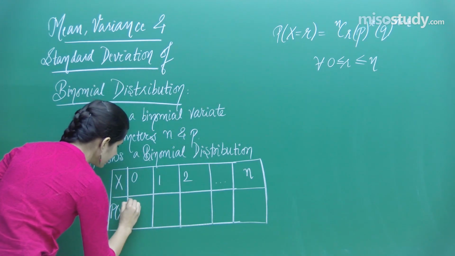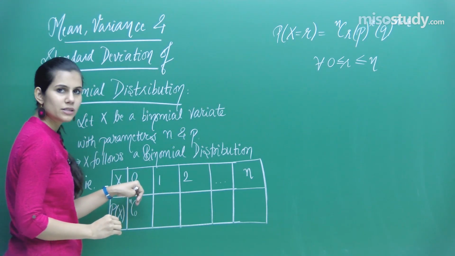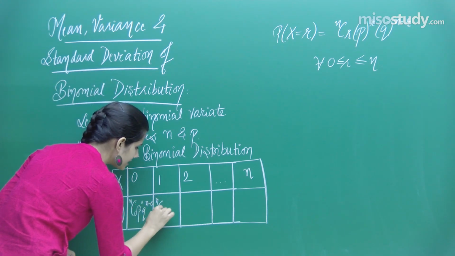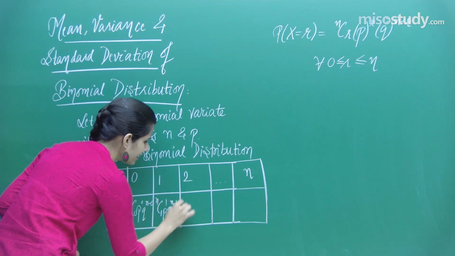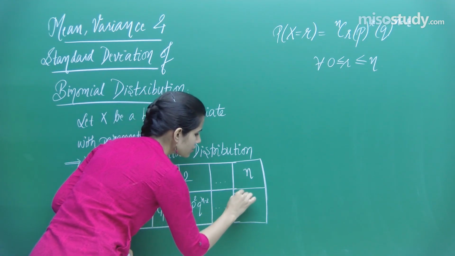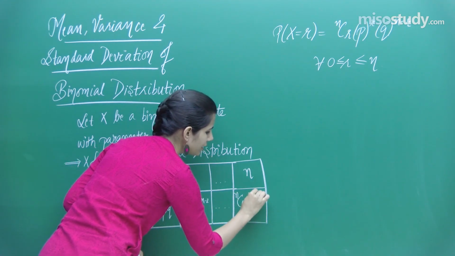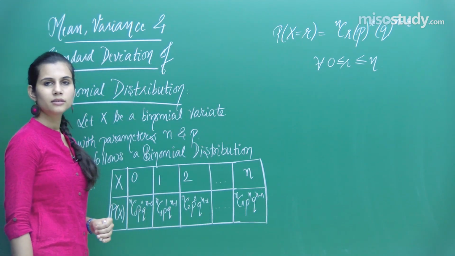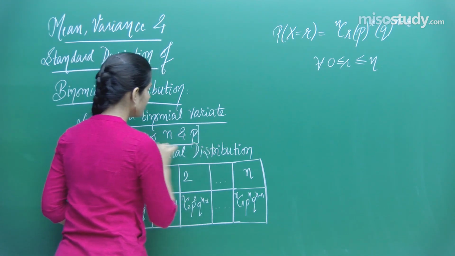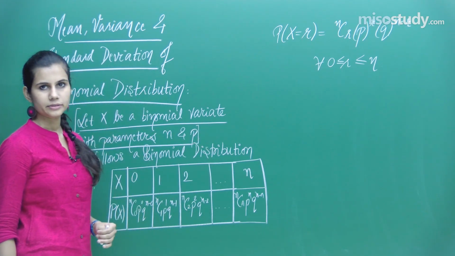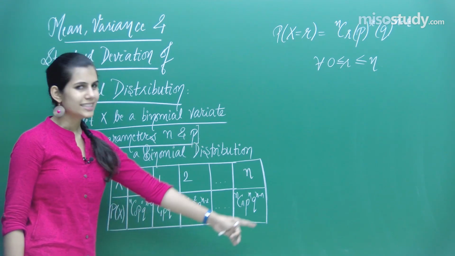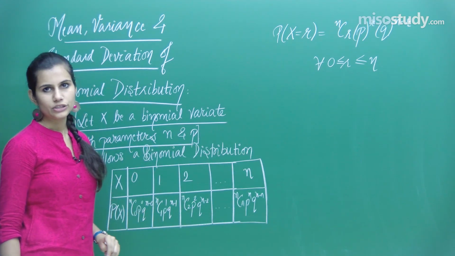Therefore, what is this? As I had written just now, this is NC0. If you put r equals 0, NC0 p to the power 0 q to the power n minus 0, NC1 p to the power 1 q to the power n minus 1, NC2 p to the power 2 q to the power n minus 2, and so on, NCn p to the power n q to the power n minus n. Just this line is giving you a lot of information. Clear? Just with n and just with p, you can calculate the entire binomial distribution.